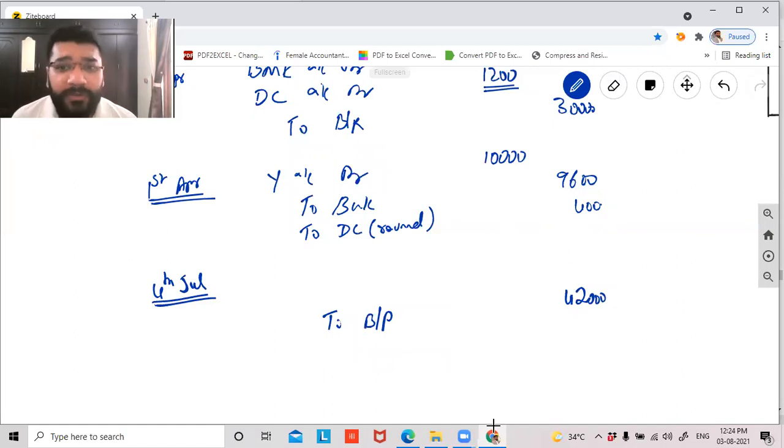Did X enjoy this 42,000 rupees? No, sir. Who is enjoying this 42,000 rupees? Y will discount this bill with the bank and he will enjoy the money. So technically, Y has to now give this 42,000 rupees. So Y account debit, we have to recover. X has to now recover this 42,000 rupees from Y.